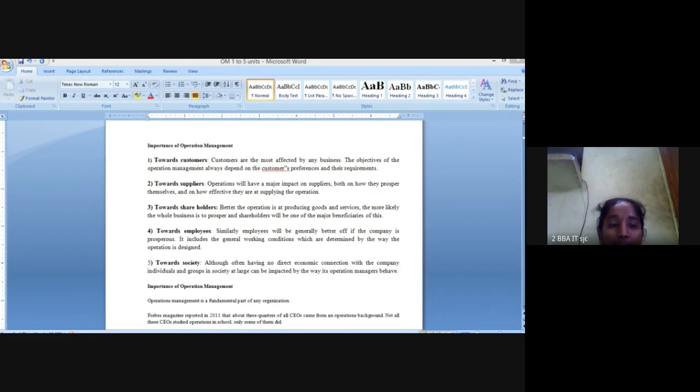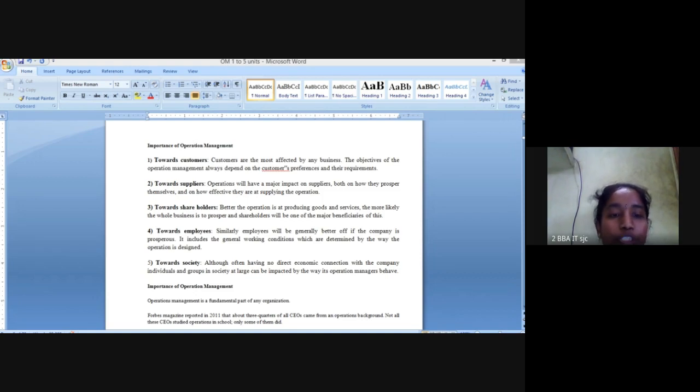When all the operations are performed perfectly and they get more returns, then only does an organization pay more returns to the shareholders. Once the shareholder receives more returns, next time he will again invest his amount. That is the third important point.